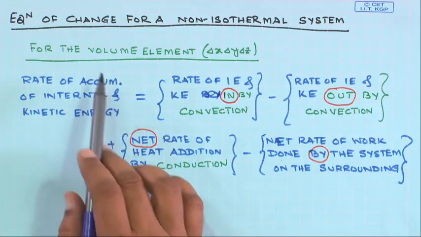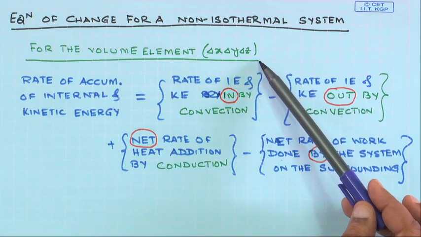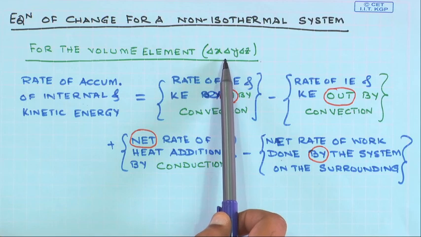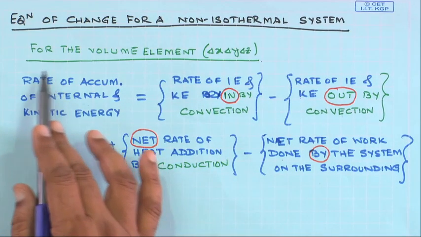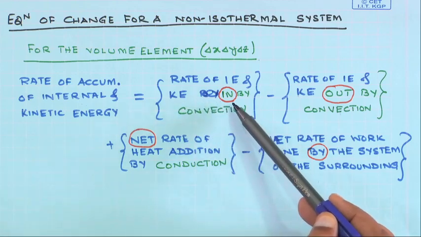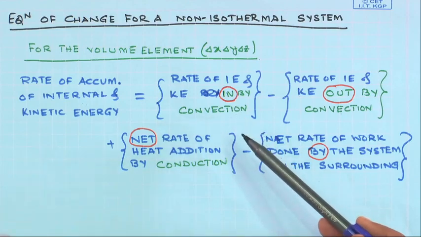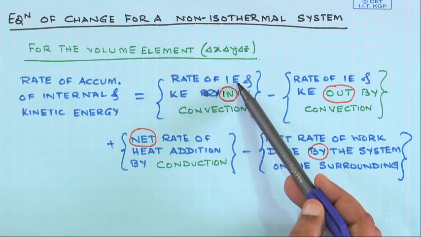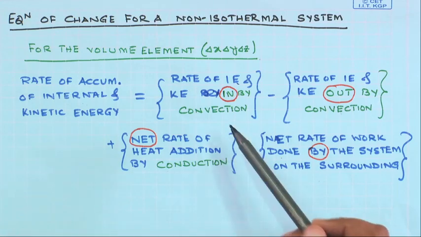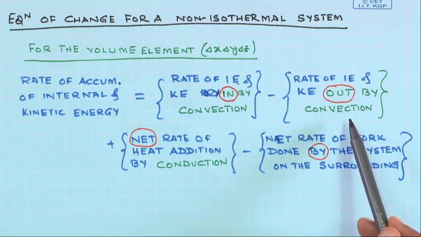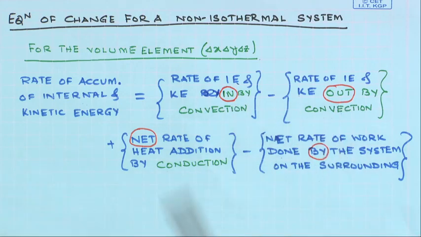If I write it in words, then for the volume element, which I have defined as size del x, del y, del z, the rate of accumulation of internal and kinetic energy in the volume element is going to be equal to the rate of internal energy and kinetic energy which comes into the volume element by convection. So, when there is flow, some amount of energy comes with the flow, and when I talk about energy, I speak about both the internal and the kinetic energy. So, some internal and kinetic energy can come into this volume element by convection, and it is going to go out again by convection from the x plus del x, y plus del y and z plus del z faces. So, this is the in and the out by convection.